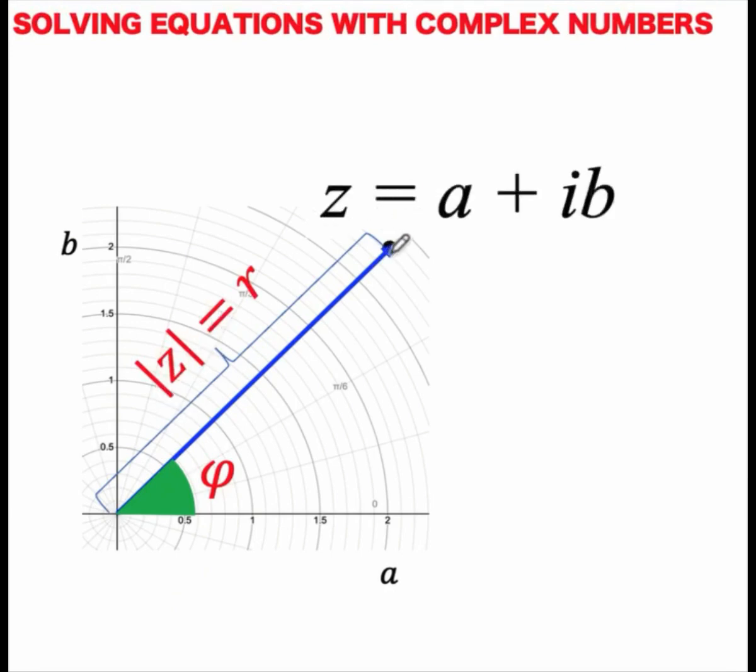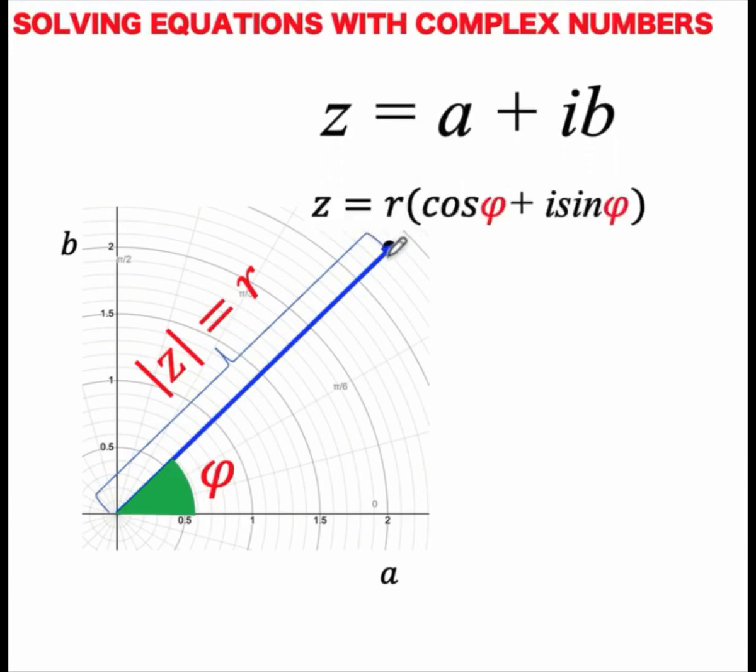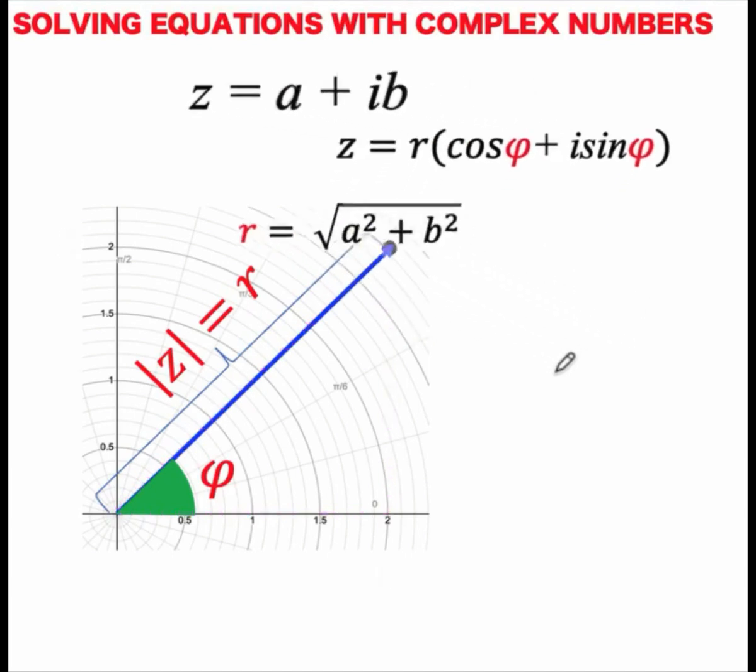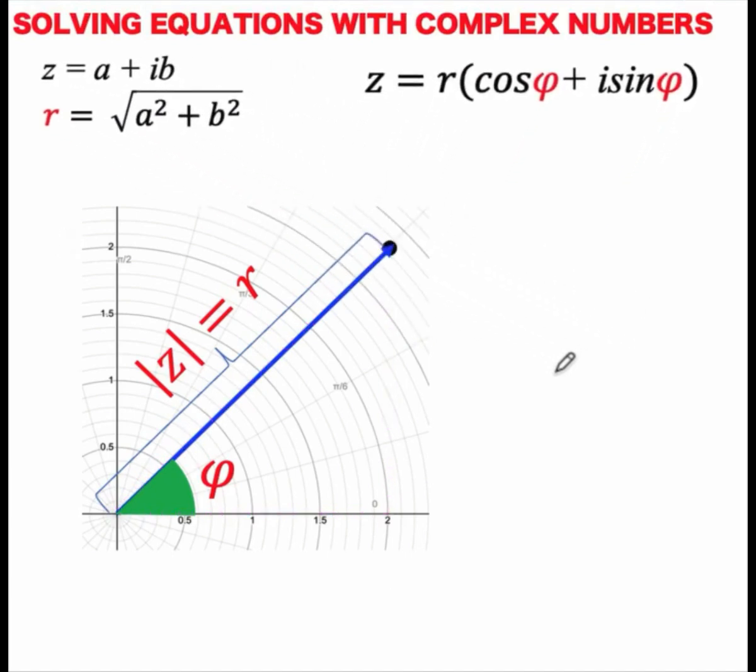Now, this point was z equals a plus bi in the complex plane, but in the polar plane, we now describe this point as z equals r times the quantity cosine of this angle plus i sine of this angle. Notice that if I create a right triangle here, then the value of r can be computed using the Pythagorean formula: r equals the square root of a squared plus b squared. We need to remember all these formulas because we are going to use them later on.